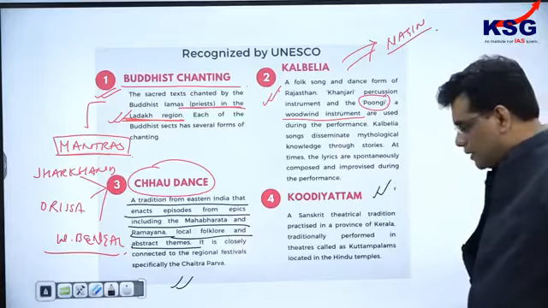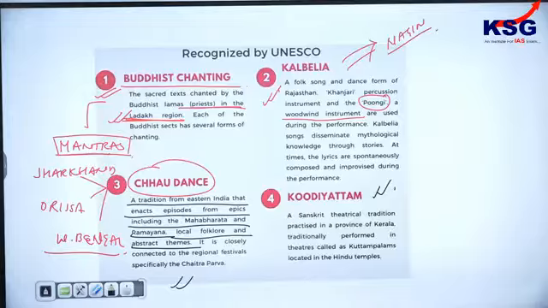Kudiyattam. There is a theatre in Kerala, the oldest theatre, in the Sanskrit language. That Sanskrit language was taken, the oldest theatres. Kudiyattam.